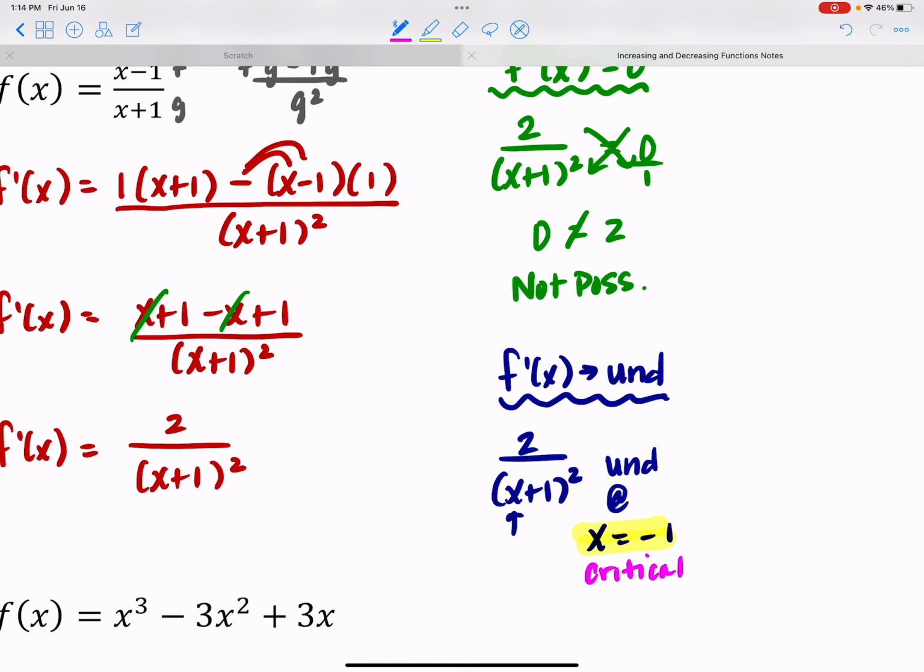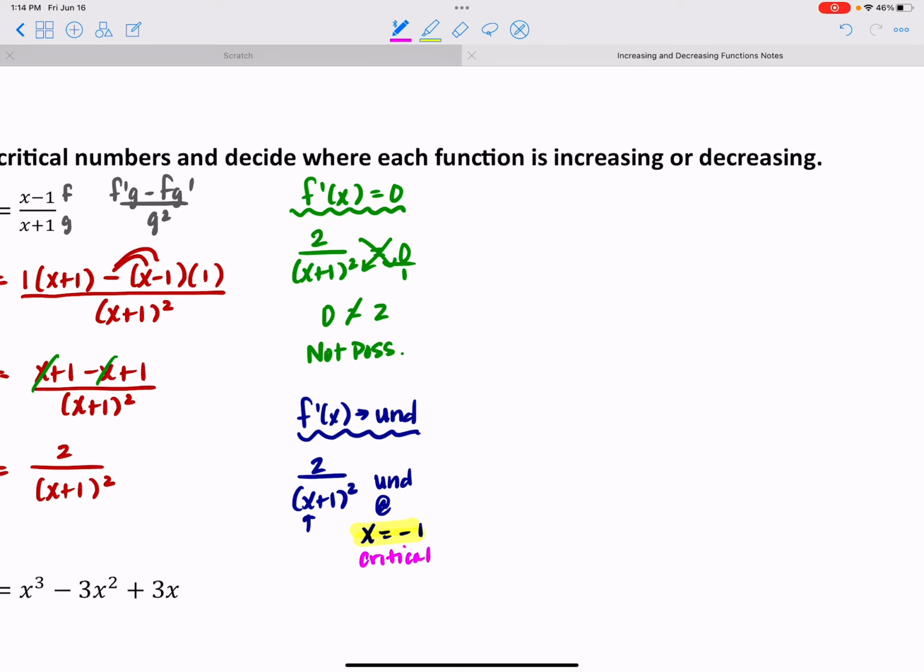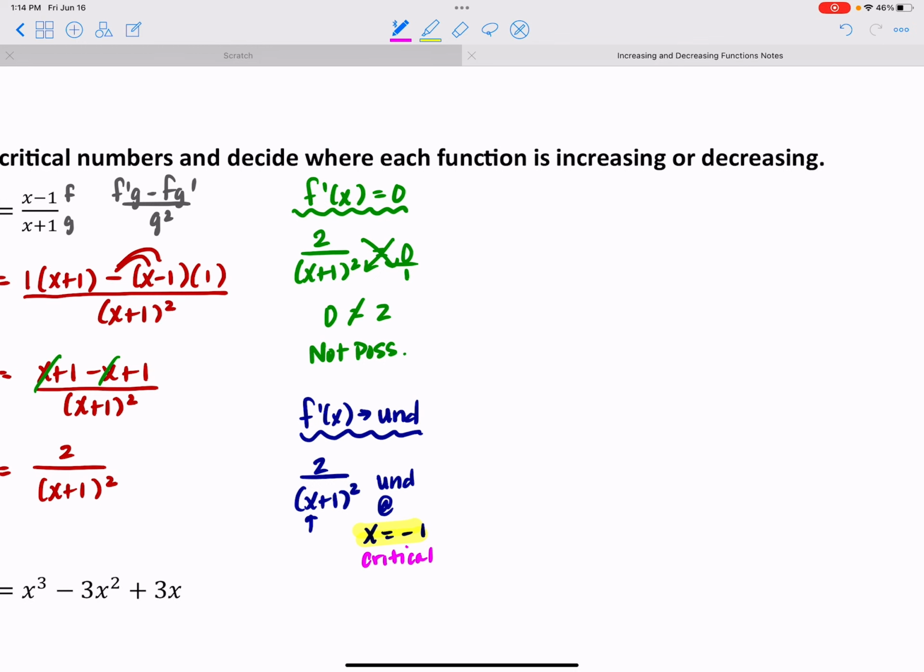So we need to figure out what's going on before that place and after that place. So at x equals negative 1, our graph is undefined. There's some discontinuity there. But before that, it's either increasing or decreasing. And after that, it's either increasing or decreasing. So let's make a little number line. And we're going to put our critical number on that number line. So the critical number we're looking at is negative 1.